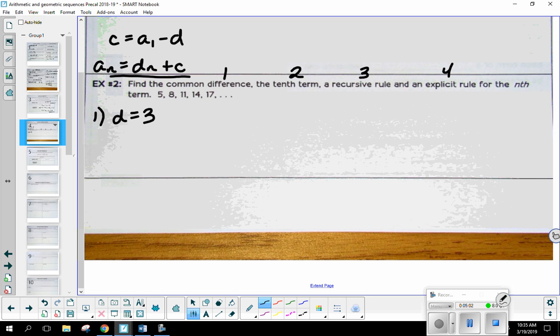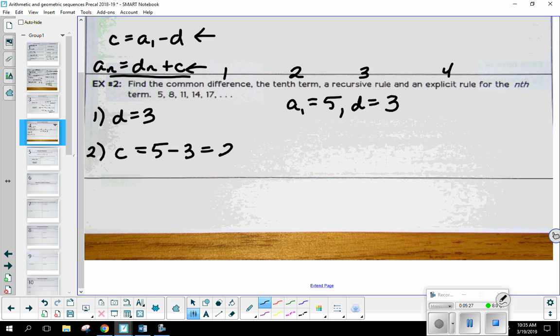Now we already know the first term is 5. We already know the common difference from a moment ago is 3. So let's plug in here, because ultimately we want this expression, that linear function. So c is equal to the first term, 5, minus the common difference, 3. So c is 2, and I want to put it in this form: a sub n is equal to dn plus c. Well, I already know d and c, so just plug in.